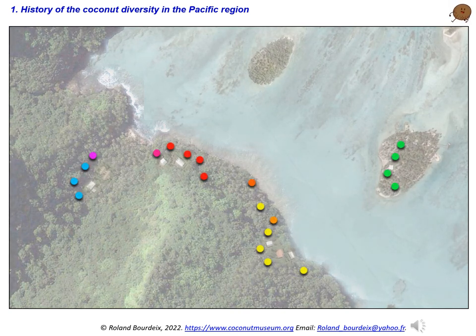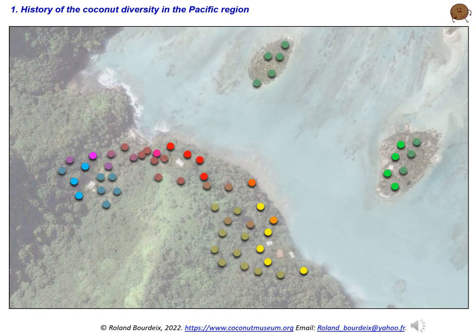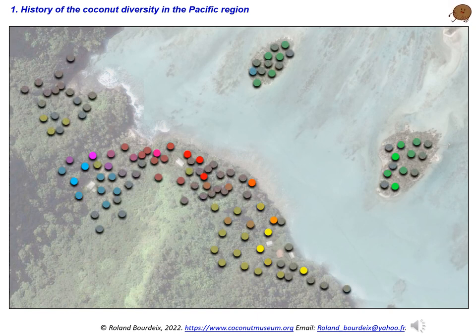Around the 1800s, so more than 200 years ago, islanders' families each had a limited number of coconut palms, but there existed many coconut landraces serving widely differing purposes. Between 1800 and 1930, coconut and copra became a huge colonial business. The number of coconut palms in the Pacific region was multiplied by 60 to 100 times.